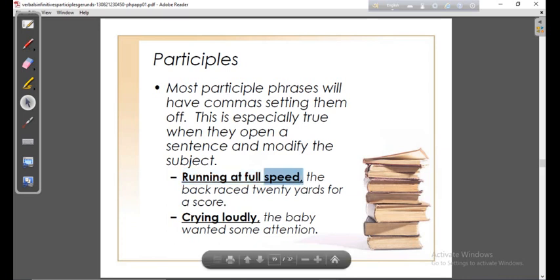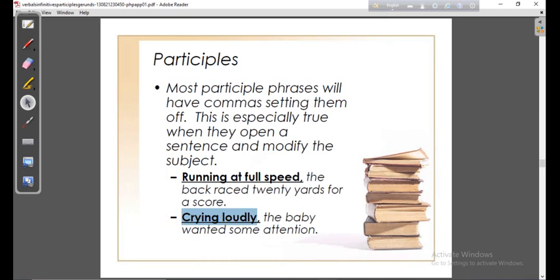Next: Crying loudly, the baby wanted some attention. Crying: the verb cry has taken ing, but it is not working as a main verb. Rather, crying loudly here has modified the baby.